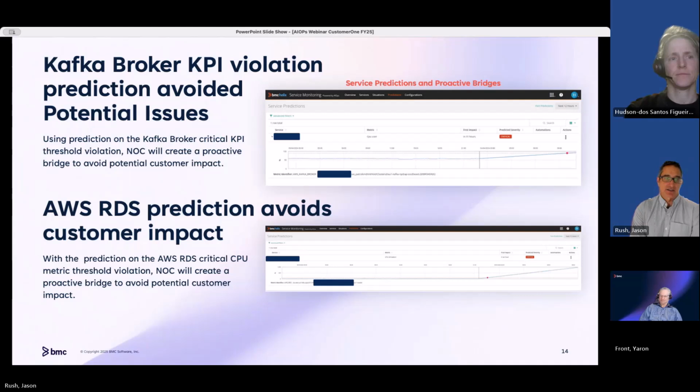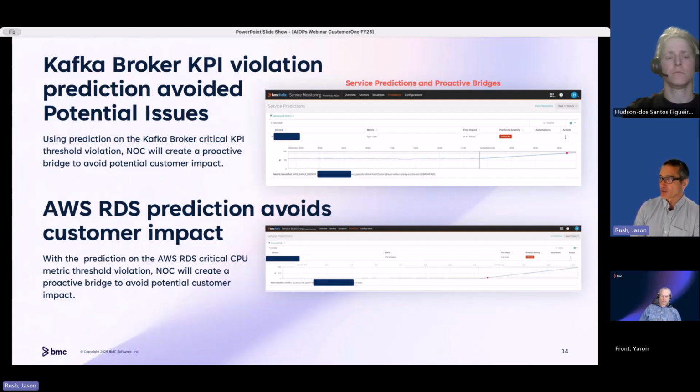Right. So some examples that we have using predictions: on a Kafka broker for a critical KPI threshold violation, our NOC created a proactive bridge to avoid potential customer impact. Similarly, with AWS RDS, a critical CPU metric threshold violation, with predictions we avoided customer impact by creating a proactive bridge. So you can see here these red dots are showing you in future state when it's likely to have that situation, and that's where you can attach these intelligent automations, or you can schedule a proactive bridge with your teams, however you want to do it, if you don't want to put the automation in place.